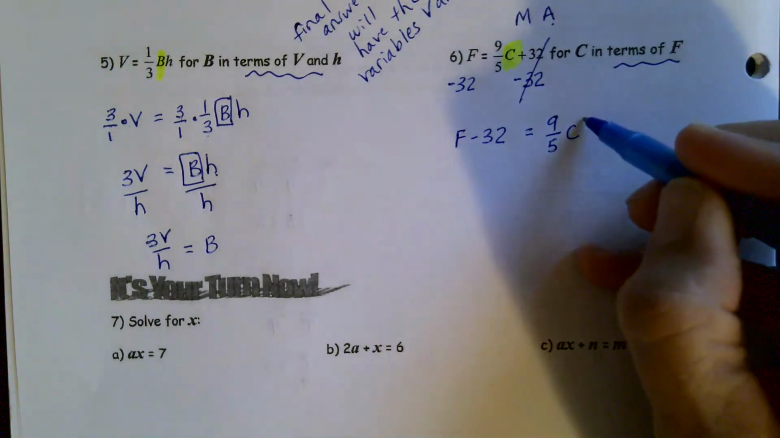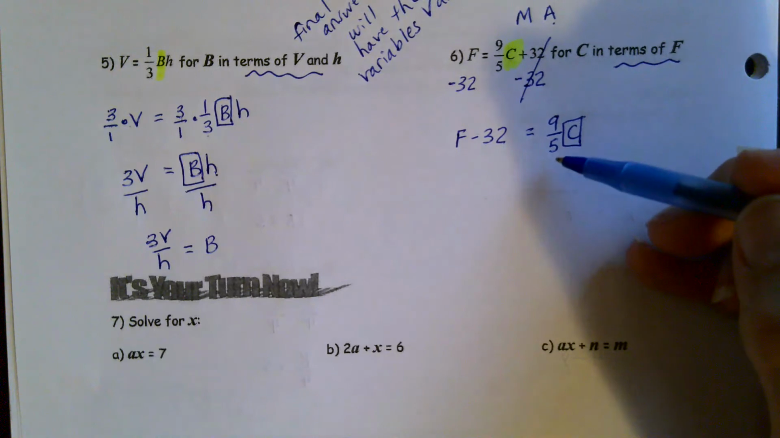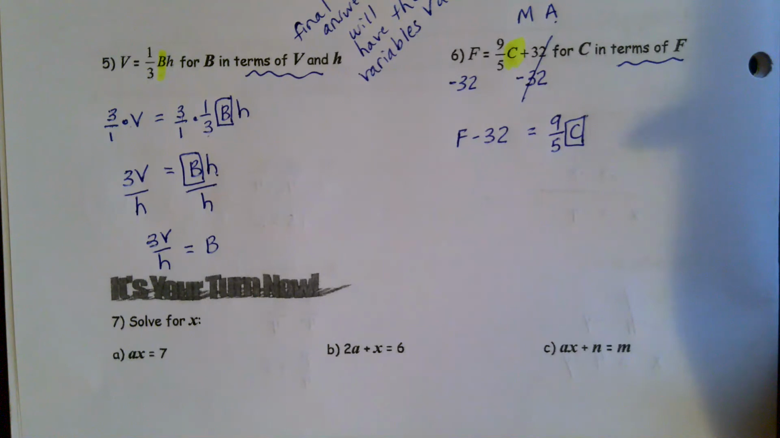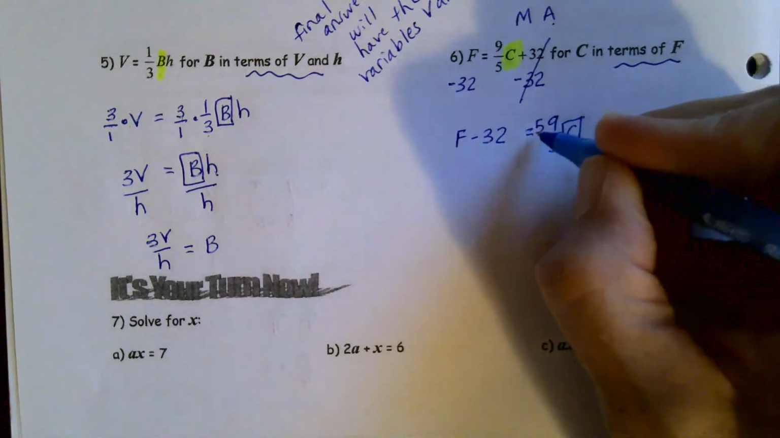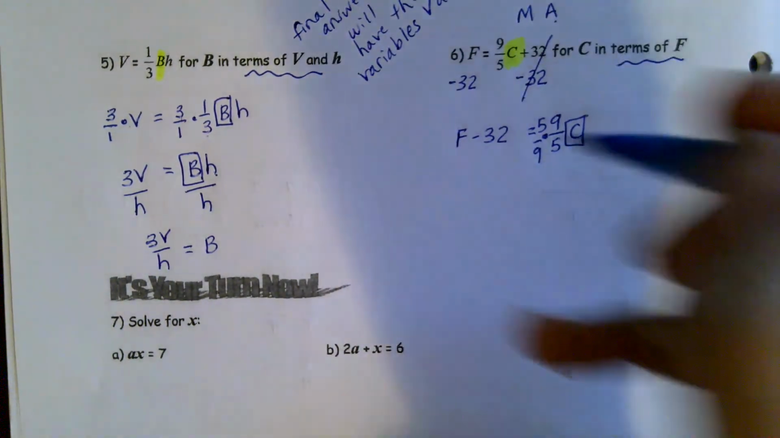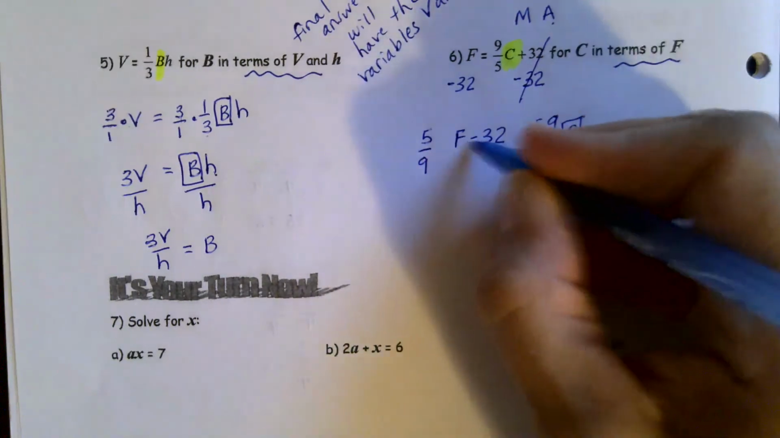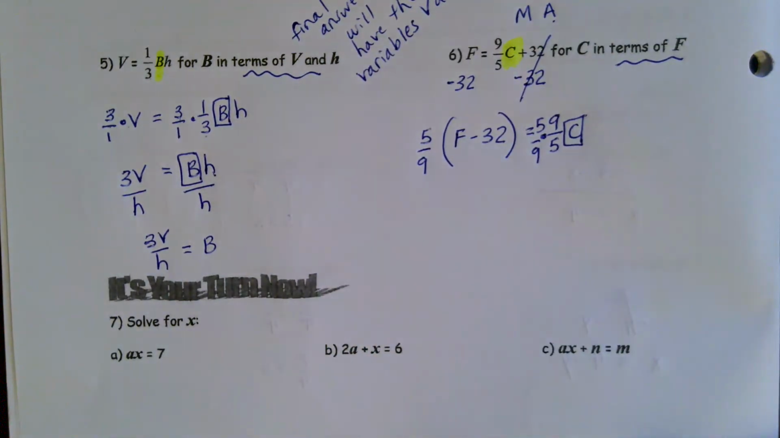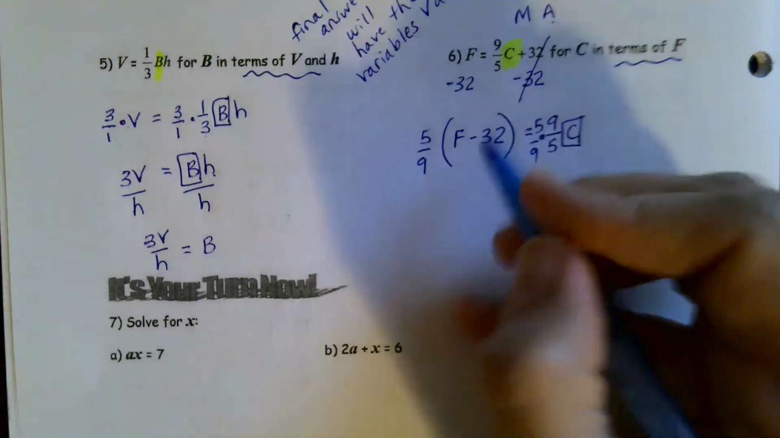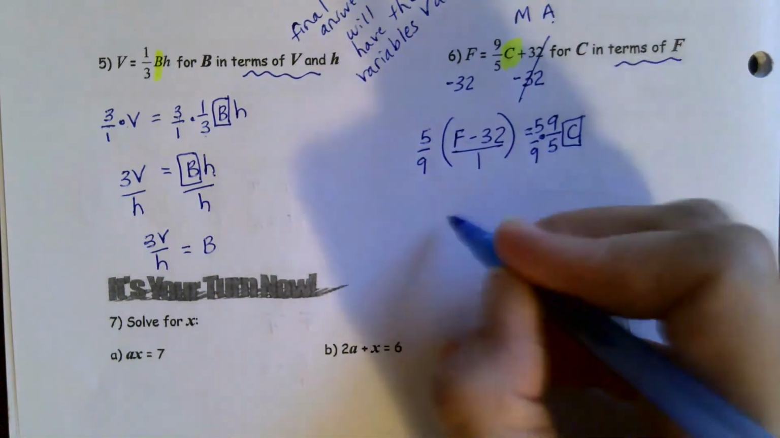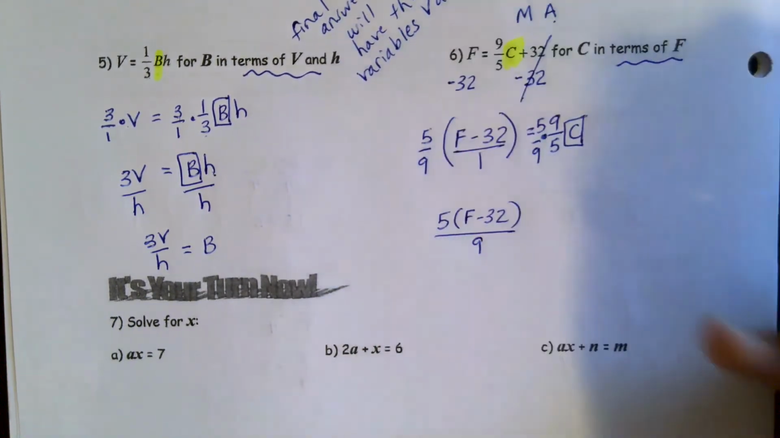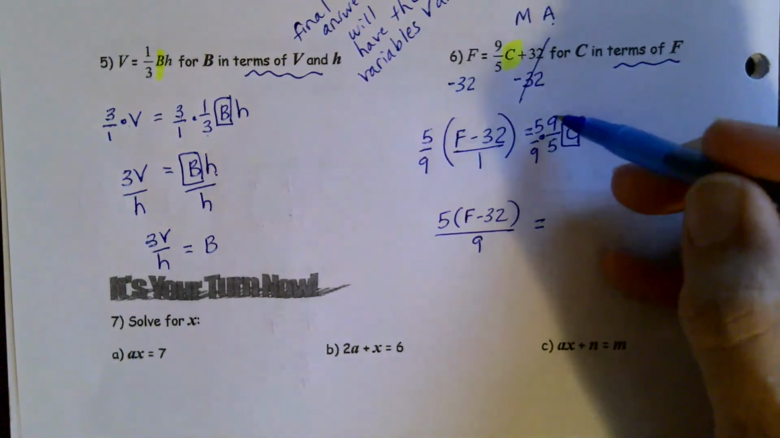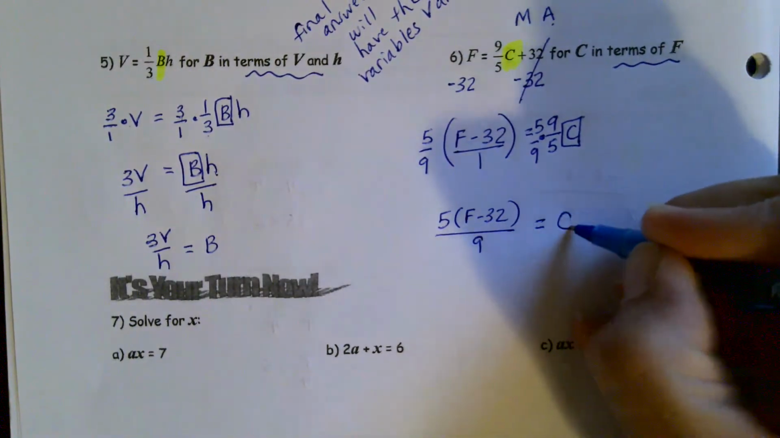Okay, I'm almost there. I need to get C by itself. Well, how do I get rid of a fractional coefficient? Think of what we did in the previous problem. That's right, you multiply by its reciprocal, 5 over 9. Whatever you do to one side, I do to the other. But because this has two terms, I need to put parentheses around it. So all this is on top. So 5 times F minus 32 over 9 equals, and any number times its reciprocal is 1, so it equals C.